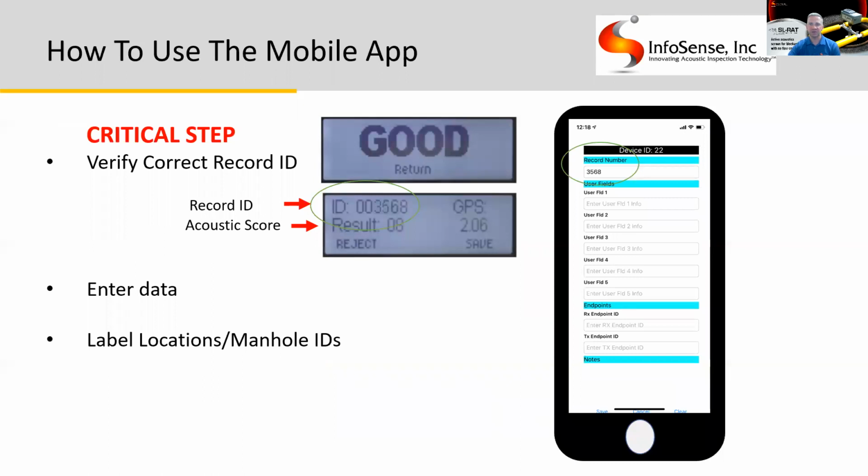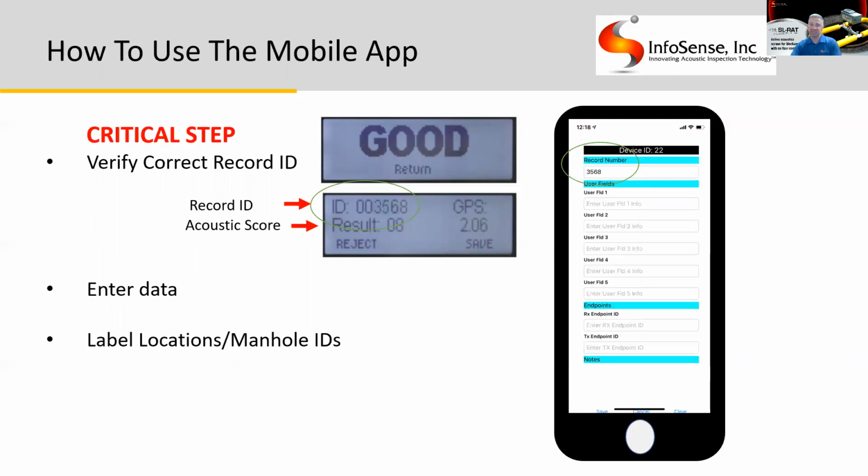After completing a successful acoustic test for a segment, you will see an assessment word, in this case good, on the receiver RX unit. Press Return to view the record ID. Correctly noting this record ID is very critical for ensuring information sync. Make sure to reference the ID on the RX unit, not the TX.